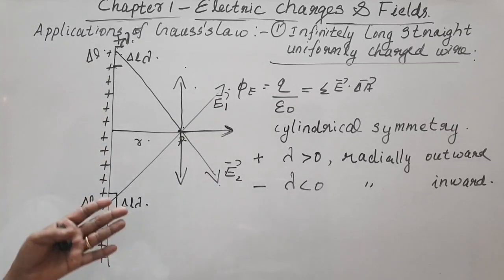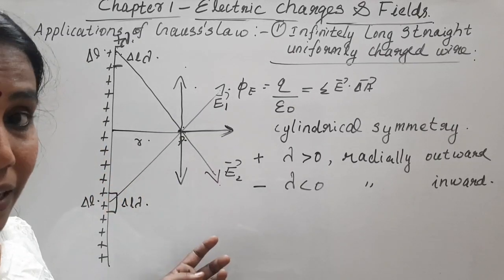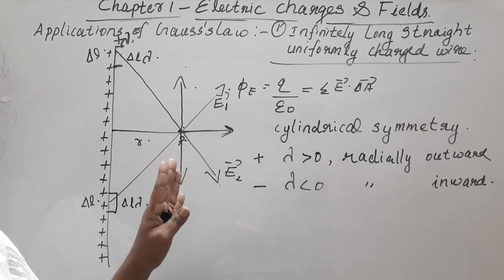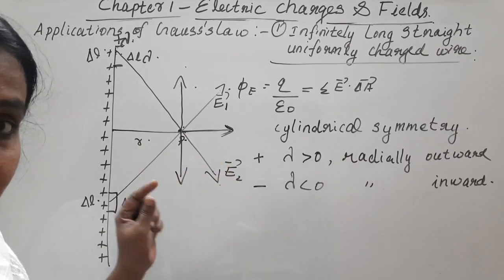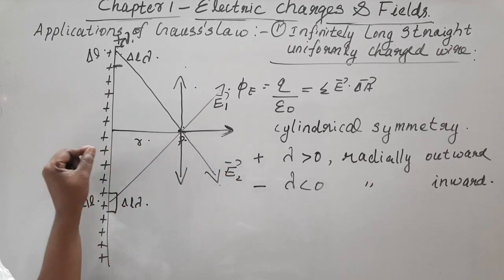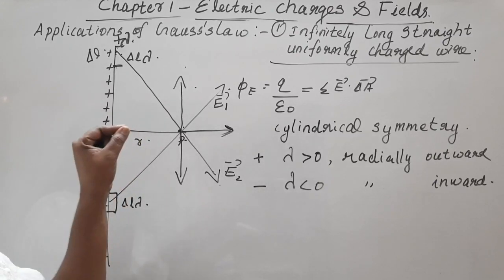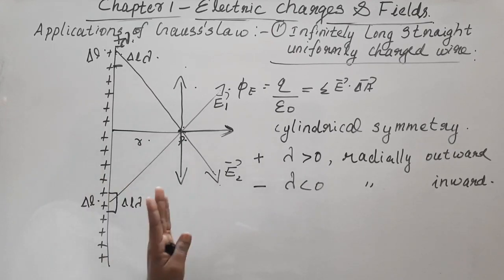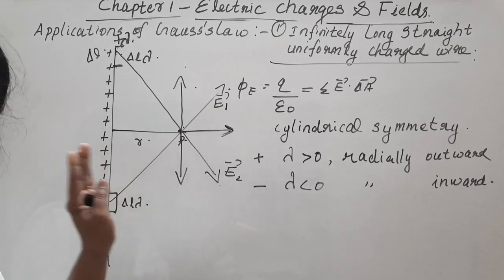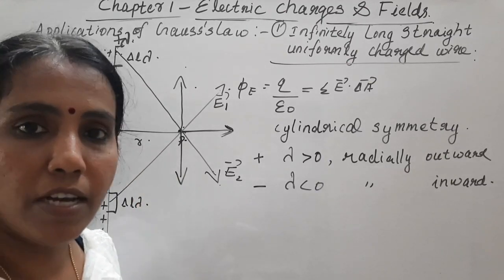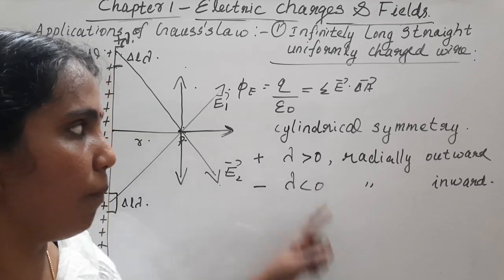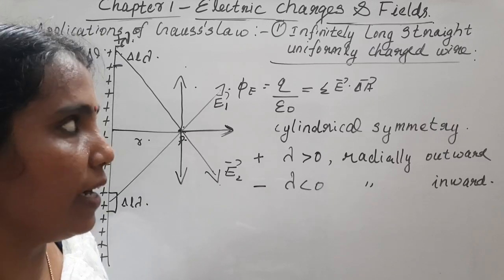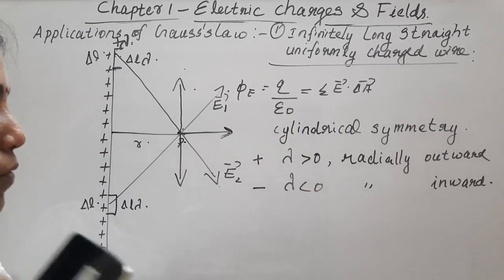Now, we have to speak about the magnitude. We haven't said anything about magnitude yet. We only said the magnitude of the electric field will be the same at all points which are equidistant from the wire. So, if we imagine a cylinder with this wire as its axis, then on the surface of the cylinder, at all points, the electric field will have the same magnitude. That's what we mean by the word cylindrical symmetry. Now we move on to the magnitude part. That's what we are going to find with the help of Gauss's law.